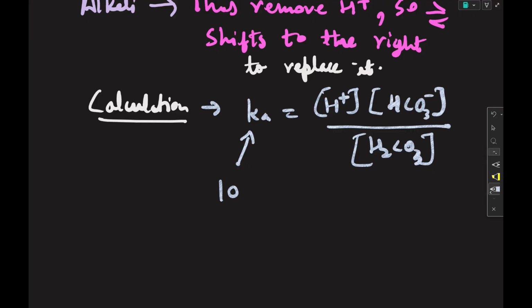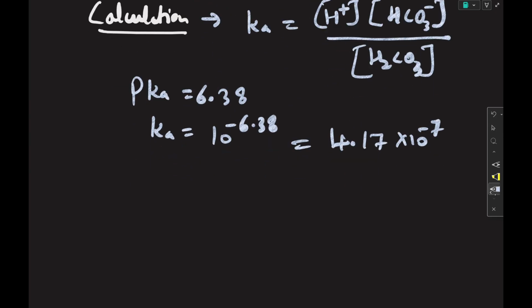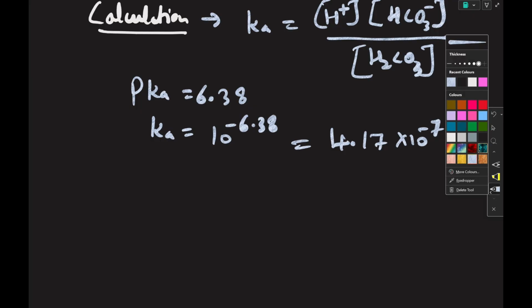The pKa value has been given as 6.38, right? No, apologies, this is not pK, this is pKa. It's okay. So pKa is given as 6.38, right? So what you can do is work out Ka, which equals 10 to the power minus 6.38, and that gives you 4.17 times 10 to the power minus 7. So you've got your Ka value, and you're going to be substituting that into the equation.